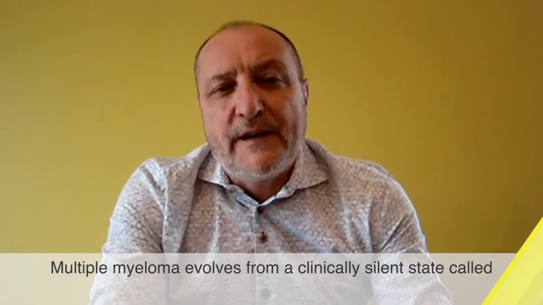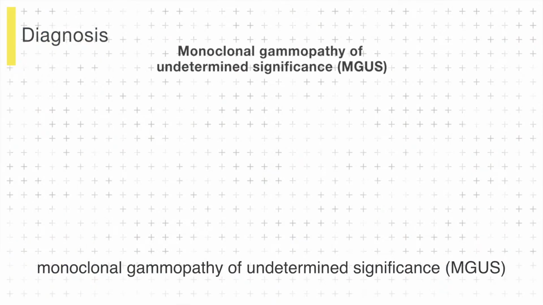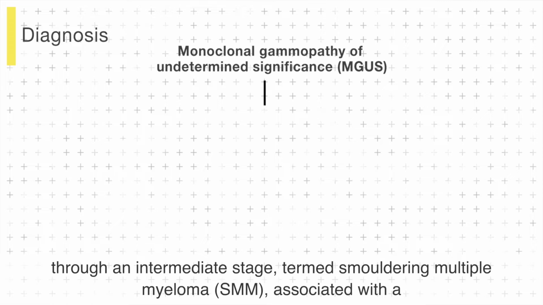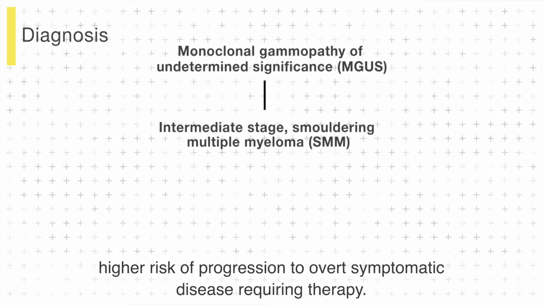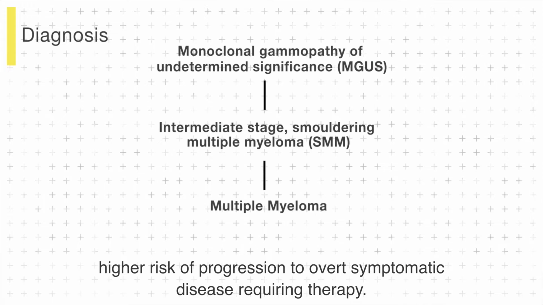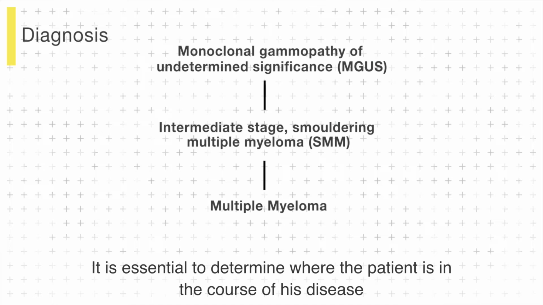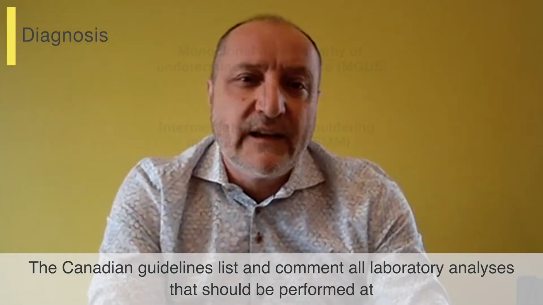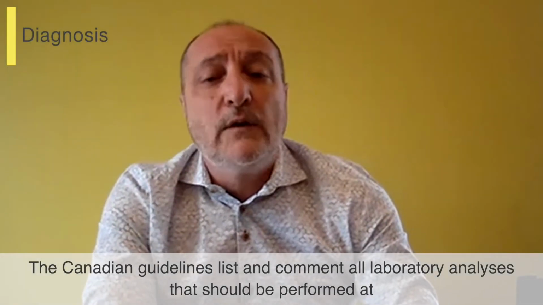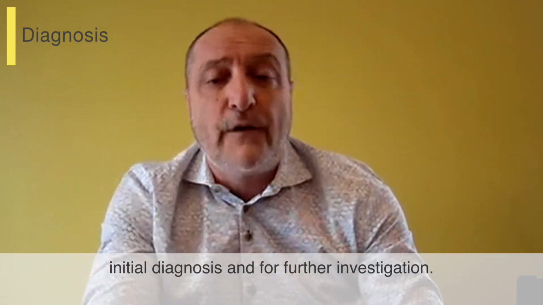Multiple myeloma evolves from a clinically silent state called monoclonal gammopathy of undetermined significance, or MGUS, through an intermediate stage termed smoldering multiple myeloma, SMM, associated with a high risk of progression to overt symptomatic disease requiring therapy. It is essential to determine where the patient is in the course of the disease to address the appropriate management with the appropriate physician. So the Canadian guidelines list and comment on all laboratory analyses that should be performed at the initial diagnosis and for further investigation.